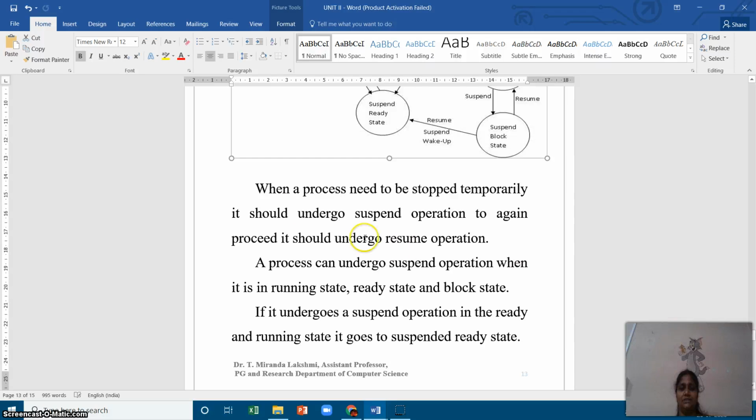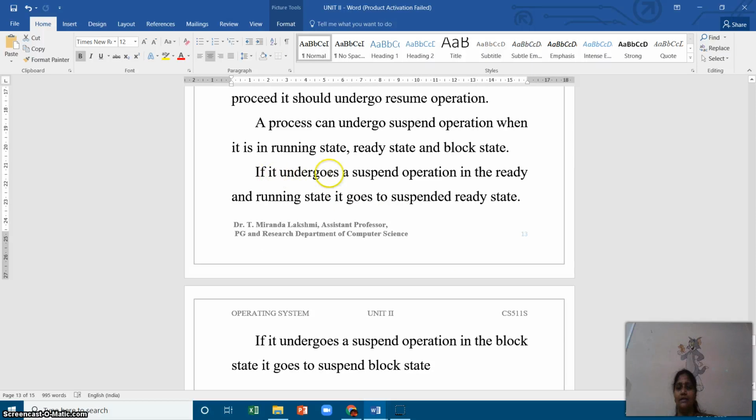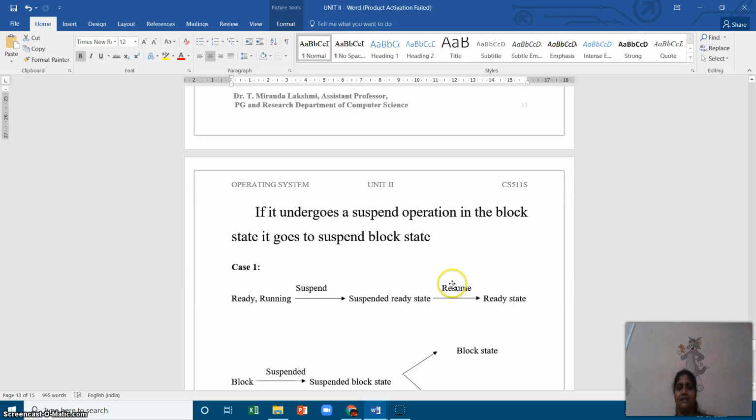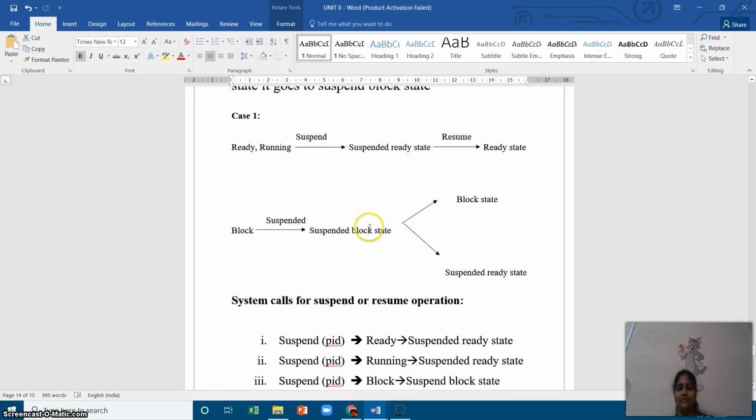So when a process needs to be stopped temporarily, it should undergo the suspend operation, which we have seen already. The process can undergo suspend operation whenever it is in running state, in a ready state, or in a block state. We have discussed these things already. If it undergoes a suspend operation in the ready state or running state, it goes to your suspended ready state. If it undergoes a suspend operation in the block state, it goes to the suspended block state.